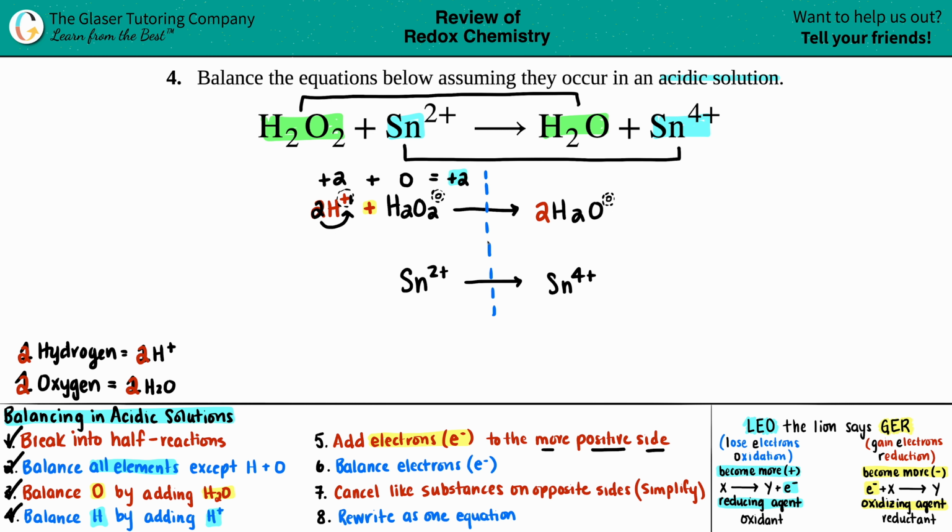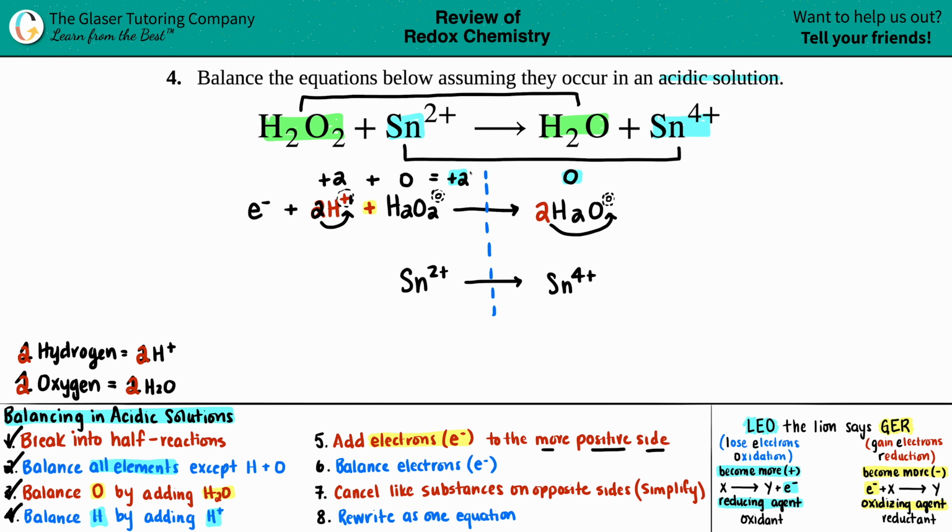Let's do the same thing for the other side. Overall charge was 0. I had 2 of them. Well, 2 times 0 is just 0. I don't have to add anything here, so that's the total charge. And now we add the electrons to the more positive side. You say to yourself, okay, plus 2 versus 0. What side is more positive? It's this side. So I know that I'm going to have to add electrons on this side, but just how many?